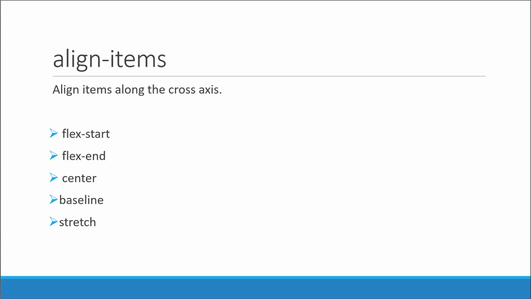So the align items property is used to align items and distribute any extra space in the parent container. The alignment is always along the cross axis. The possible values are flex start, flex end, center, baseline, and stretch, which is the default value.